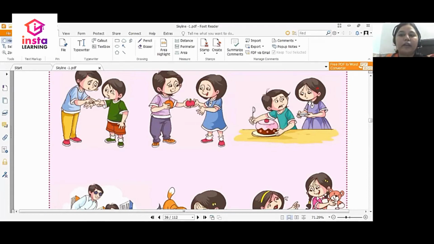Look at this boy. What is this boy doing? Is he ready to share his food with this little girl? You see, this little girl is so sad right now. So that means she's very hungry. But what is this boy doing? He is taking away the food from her. He's not sharing his food. So is this being kind? No. This boy is not being kind because he's not sharing his food.